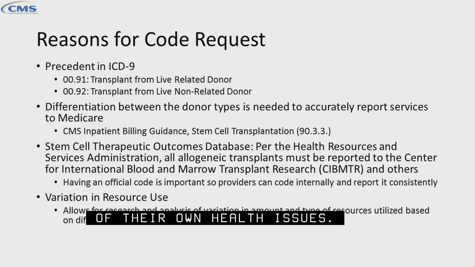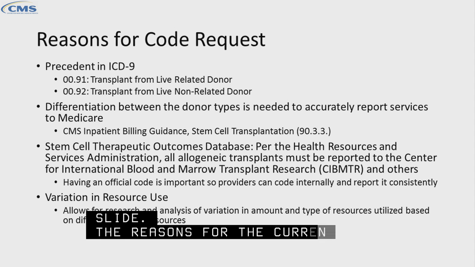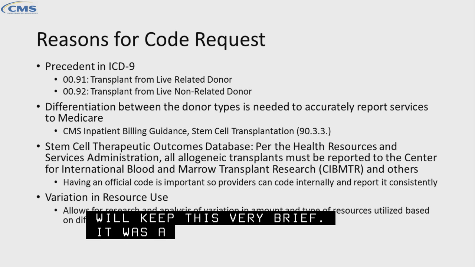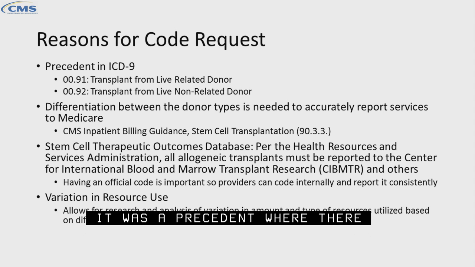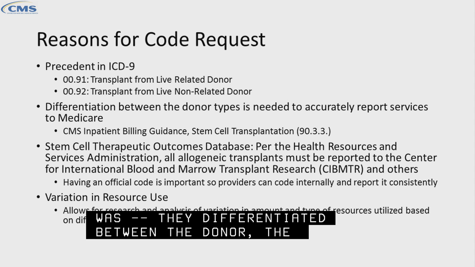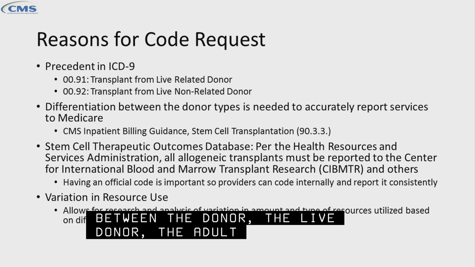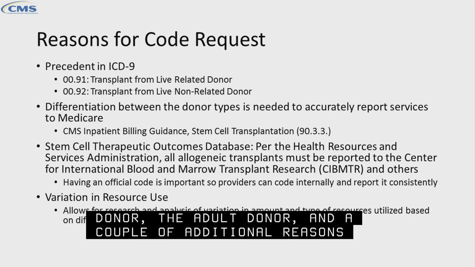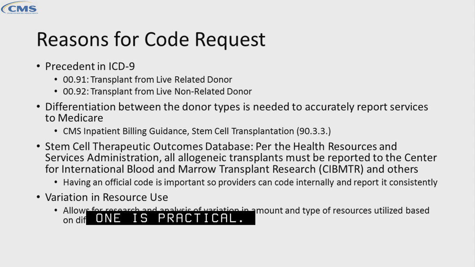The reasons for the code request are very simple, and I'll keep this very brief. There was a precedent in ICD-9 where there was, as you can see, 41.91 and 41.92, which differentiated between the donor, the live donor types, the adult donor types. And a couple of additional reasons. One is sort of practical. Medicare's billing guidance requests that we differentiate between these donor types to accurately report services.